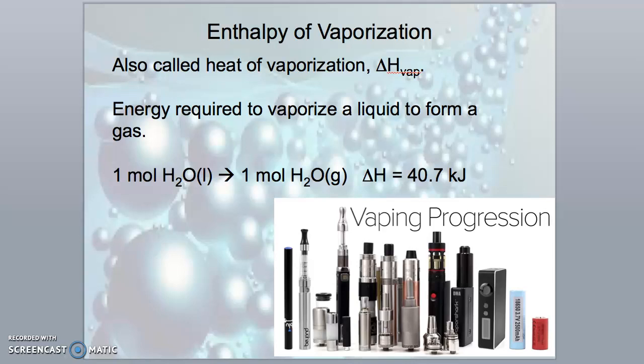So in this example, we have 1 mole of liquid water going to 1 mole of gas, and we have a delta H value of 40.7 kilojoules. So that's the amount of energy it would take to put 1 mole of liquid water into the gas phase. And realize this is a factor. So we've got 1 mole at 40.7 kilojoules. If we had 2 moles, that would be double that, or 81.4 kilojoules. We can set this up and do dimensional analysis and use it like a factor.